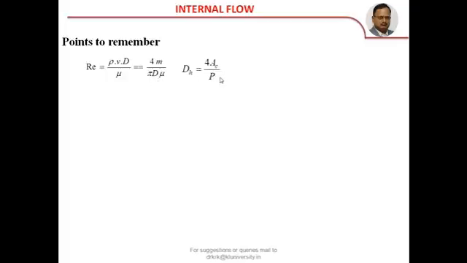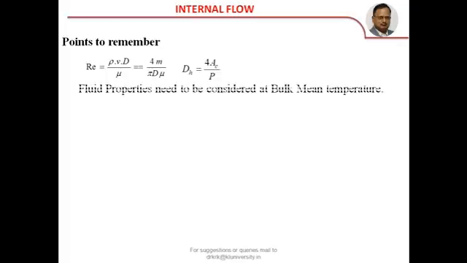So this is how we have to solve the problems in internal flow for different cross-sectional flow arrangements. We have seen laminar and turbulent, constant wall temperature, constant heat flux, and one cross-sectional area other than that of circular.